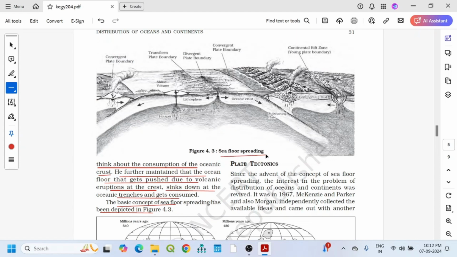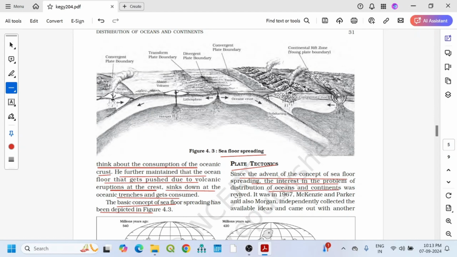There's the seafloor spreading figure. It shows the theory of this concept. It shows the concept of seafloor spreading. Plate tectonics. Since the advent of the concept of the seafloor spreading, the interest in the problem of distribution of oceans and continents was revived.